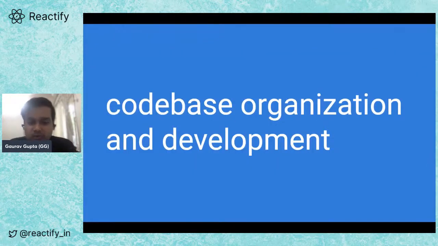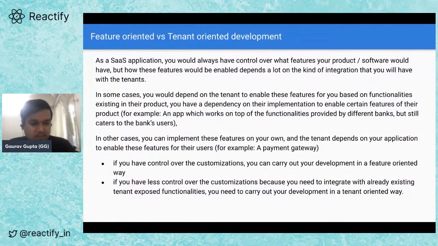Next, we'll talk about some code base organization patterns and development. So, the main thing here is feature oriented versus tenant oriented, which I've already explained in a way. If you control the features, if you implement the features without depending on the tenant functionality, and the tenant just integrates with you to expose your features to their users, it is more of a feature oriented thing, because you don't really care about tenants and how many tenants are going to integrate with your application, because you do not have any dependency on tenant side functionality.